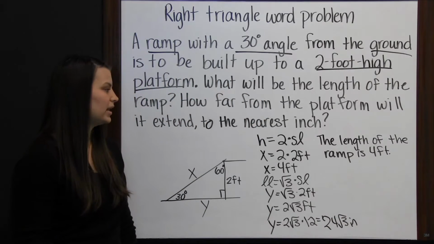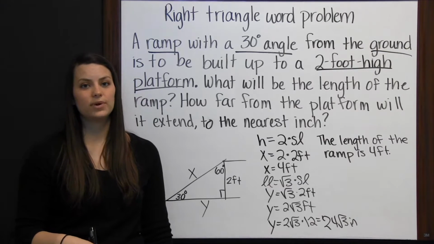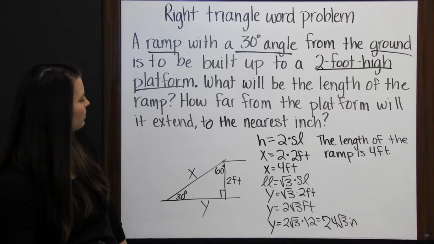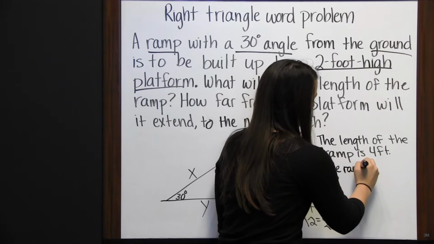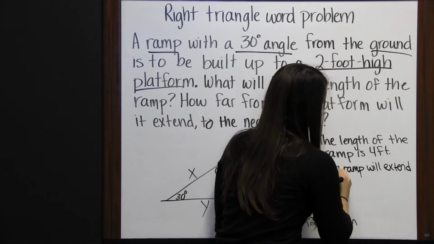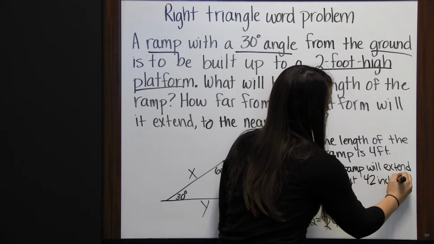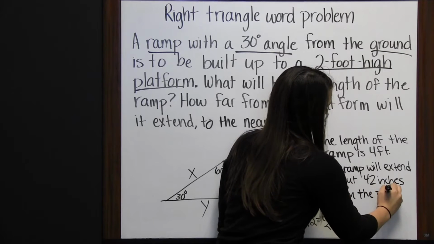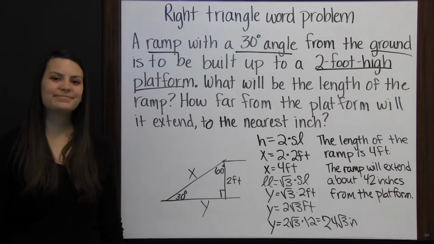But they didn't ask for it in simplest radical form, so we'd actually want to calculate what 24 square roots of 3 inches is, and it's about 42 inches. Therefore, how far from the platform will the ramp extend? The ramp will extend about 42 inches from the platform. There we have it.